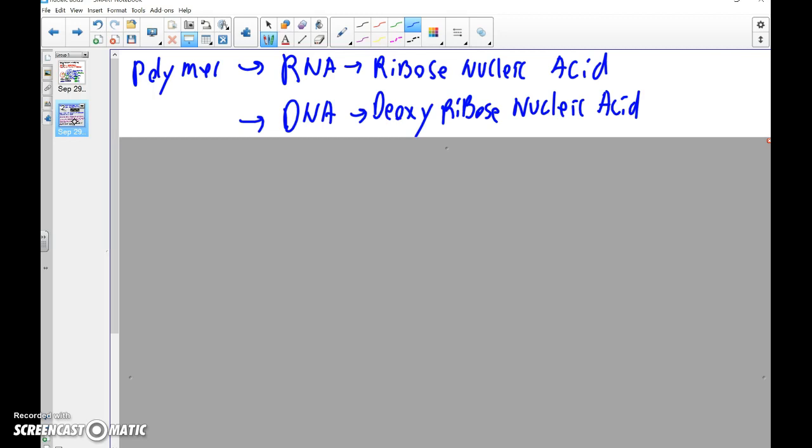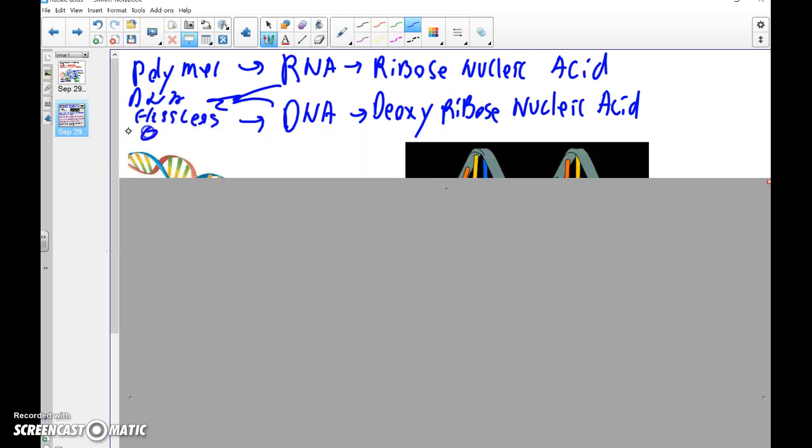So that leads us to what's the polymer? Well, the polymer unit of a nucleic acid comes in 2 forms. There is either RNA, which is ribose nucleic acid, or DNA, which is deoxyribose nucleic acid. The difference between these 2 things is DNA has less oxygen, hence the deoxy, all right?